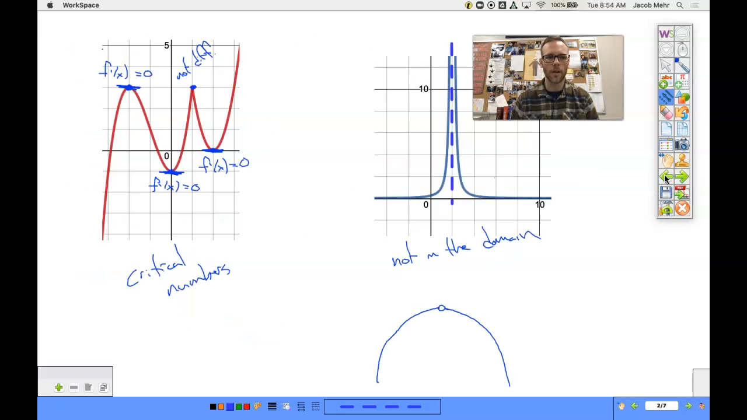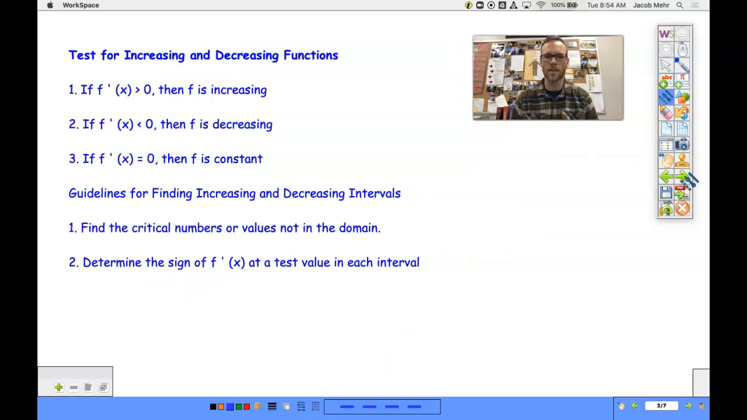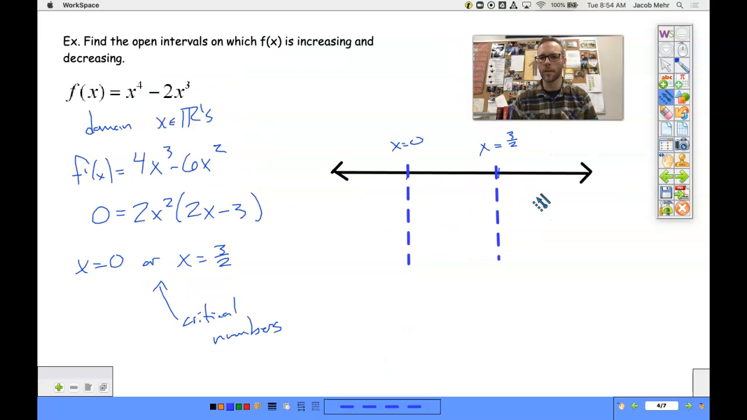It's kind of like we're working in reverse on this one. We know where there are critical numbers. We don't know what the graph looks like between those. But if we can set those critical numbers or values not in the domain, we can then test the first derivative in each of these intervals.